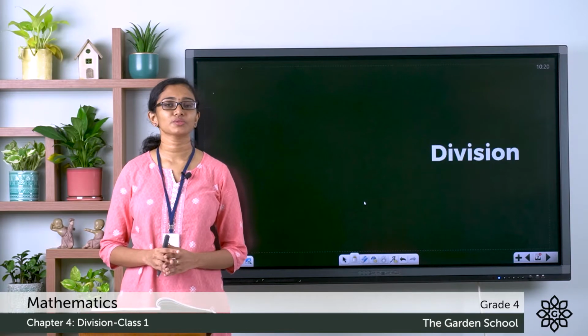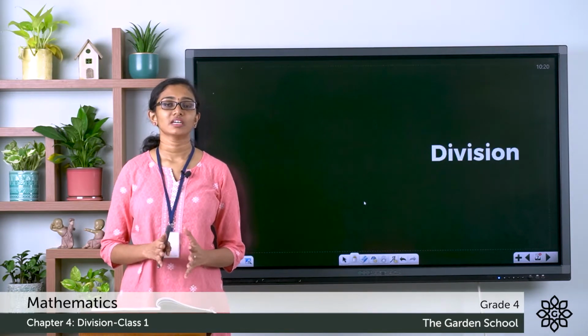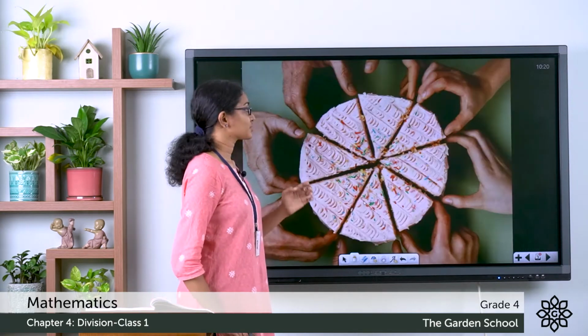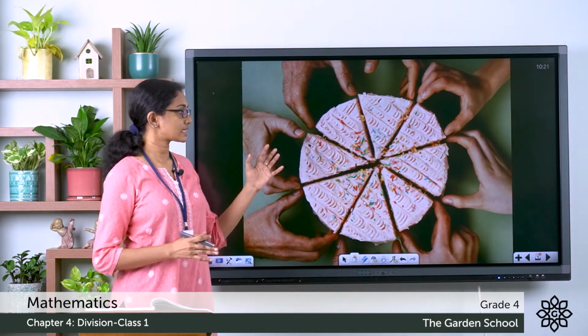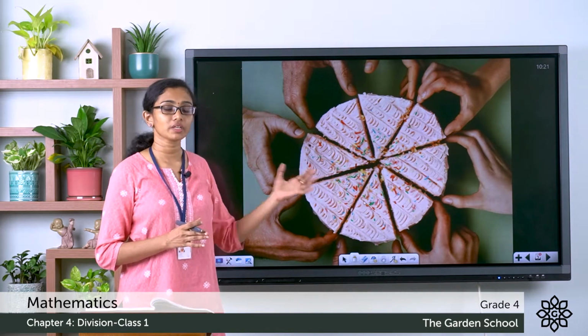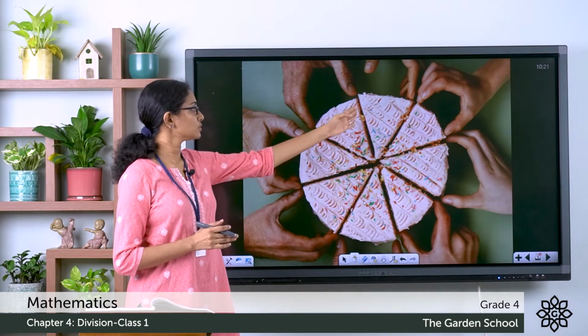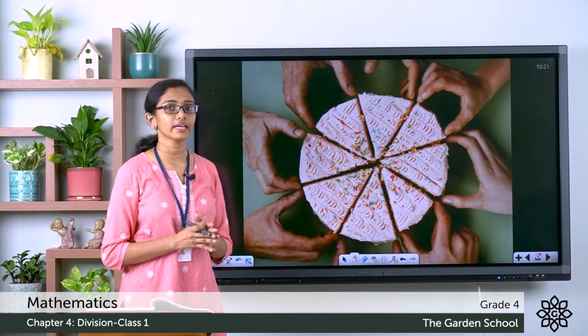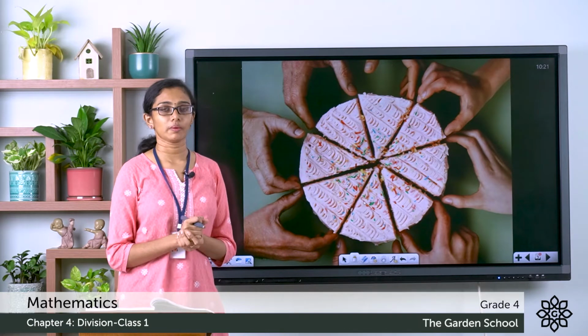So let's start a new chapter today, chapter 4. It's called division. So look at the picture given here. Do you see a cake? You can see one whole cake is divided into equal parts. How many parts are there? 1, 2, 3, 4, 5, 6, 7, 8. So there is this one whole cake divided into 8 equal parts.